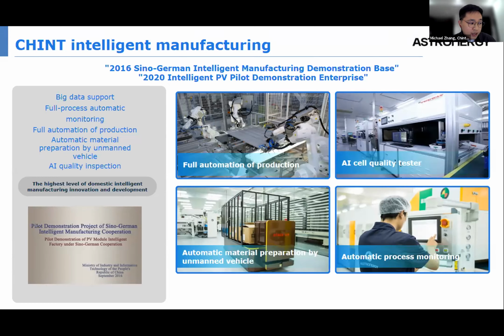A reliable product can only be produced by a high-tech factory. Here are some features of our factory. For example, the full automation of production, and the AI cell quality tester, which we work on with Alibaba. We upload all the pictures we take from our solar modules, and they will do the AI test and return to us the results in 1 minute. Also, we have automatic material preparation and delivery by unmanned vehicle and automatic process monitoring.